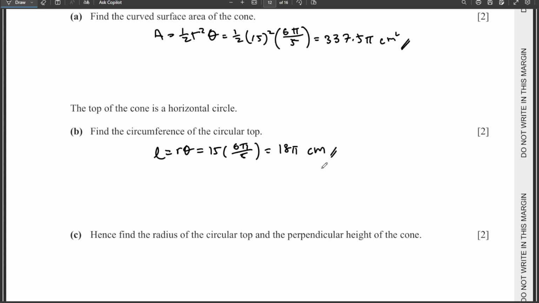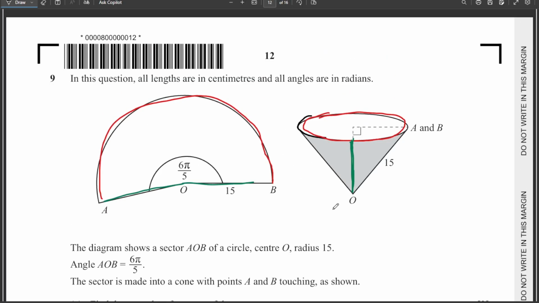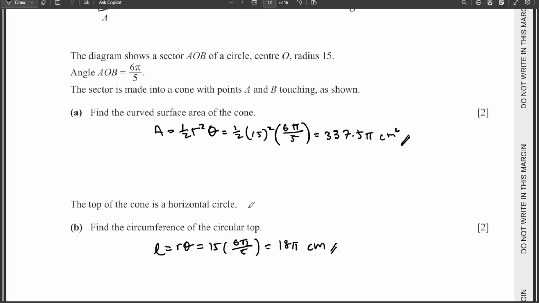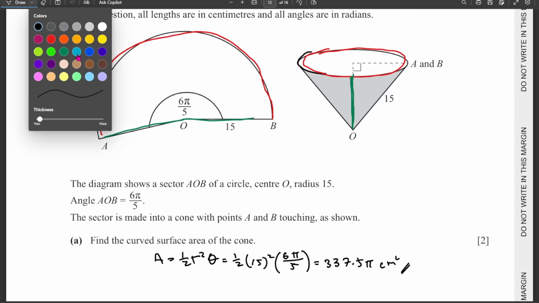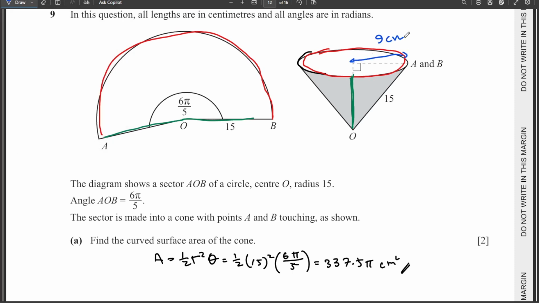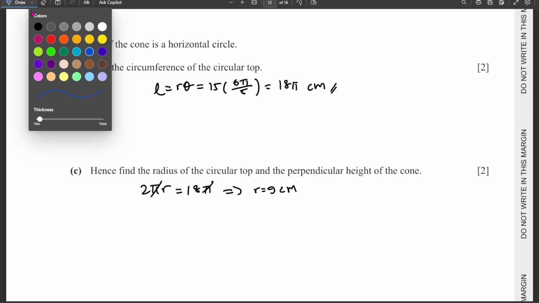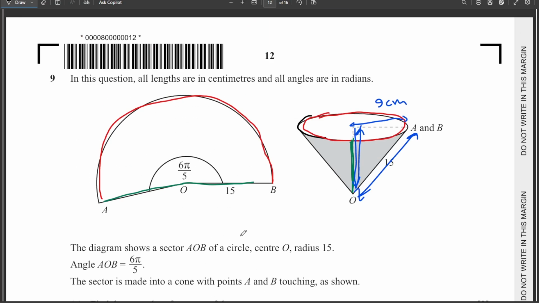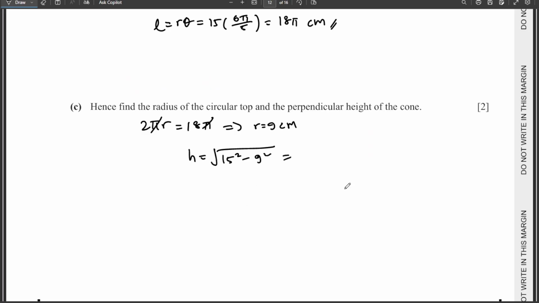Next, find the radius of the circular top and the perpendicular height of the cone. We got circumference, that will be 2 pi r and equals 18 pi. So r equals 9 cm. Maybe I use blue. 9 cm. The vertical height is what we want to find, right? The vertical height here. And also we have the slanted height, which is the hypotenuse. So we can use the Pythagoras theorem, where the height squared is the hypotenuse squared minus the radius squared, and we get 12 cm. Okay, so far so good.